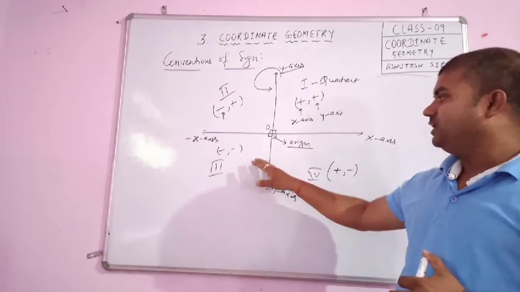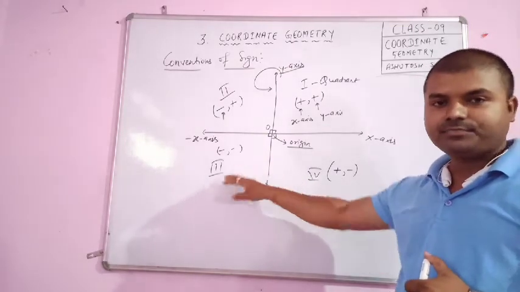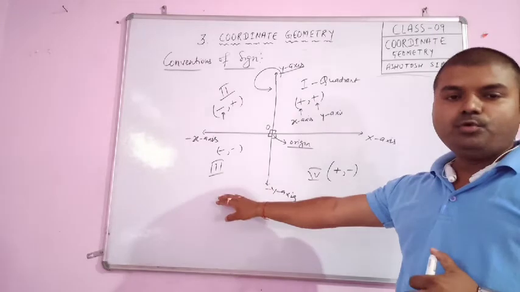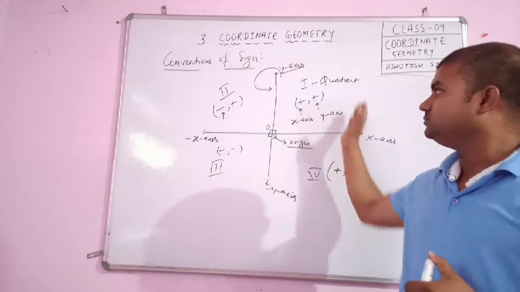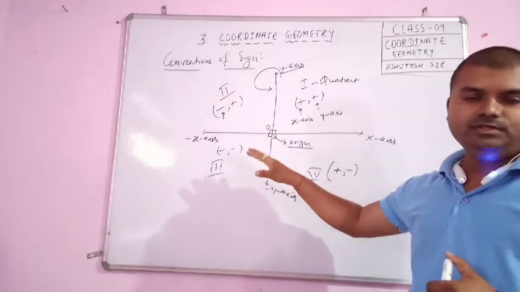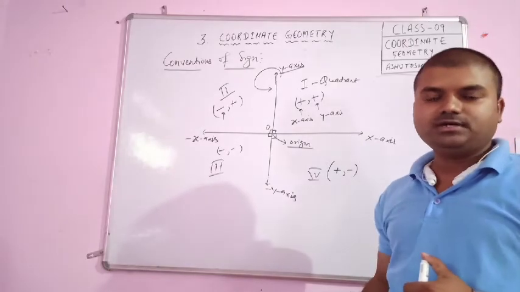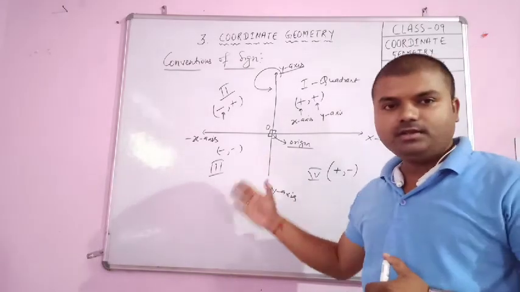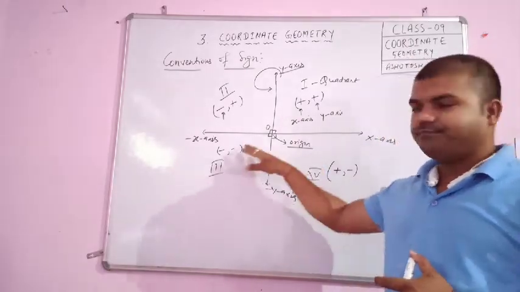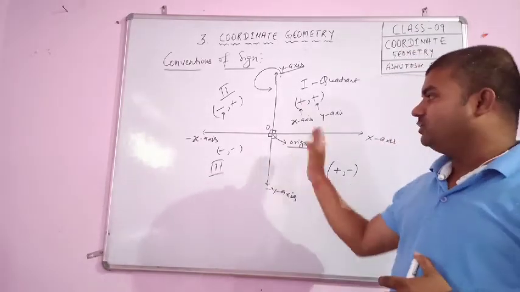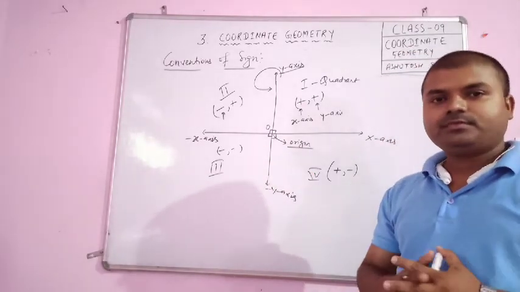Okay, then after the convention of sign, we put the point on this system in the next video and how we represent the linear equation on the graph or point on the graph. Okay, thank you.